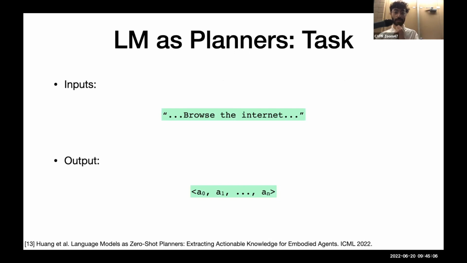As input, we're going to give a very high-level task, such as browse the internet. As output, we want a sequence of actions that will achieve this task. In this paper, the actions are pretty abstract, but you could imagine that for each abstract action, you could have a bunch of lower-level actions that implement that high-level action. This is how these things are related to robotics ultimately.